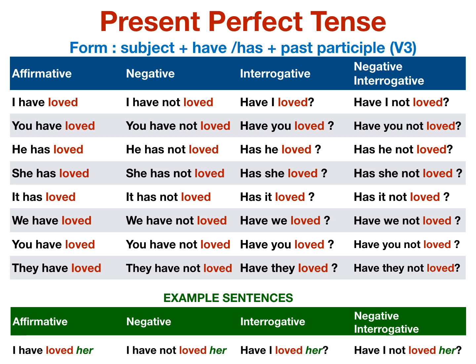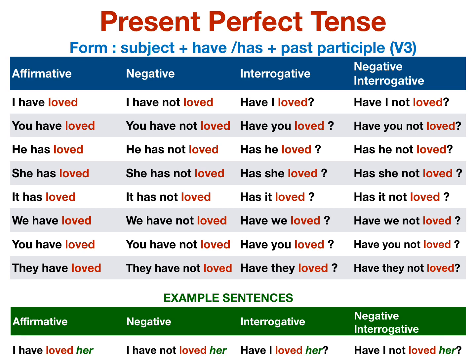We have loved. We have not loved. Have we loved? Have we not loved? You have loved. You have not loved. Have you loved? Have you not loved? They have loved. They have not loved. Have they loved? Have they not loved?